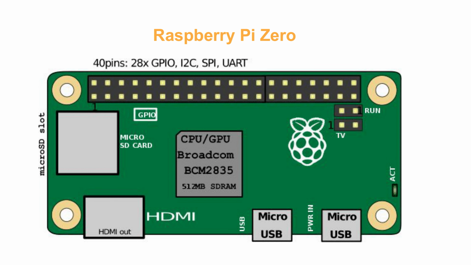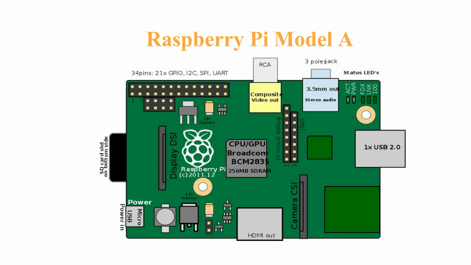This is one of the examples of Raspberry Pi Zero. Raspberry Pi has different models. Raspberry Pi Zero is compact and suitable for minimal and wearable projects. Model A offers a balance between size and performance. This is one of the Raspberry Pi A models. It has inbuilt functions like CPU and GPU, and it is the starting version of Raspberry Pi.